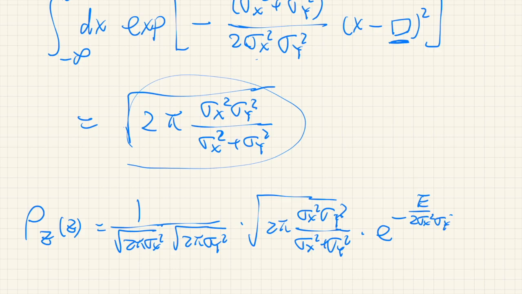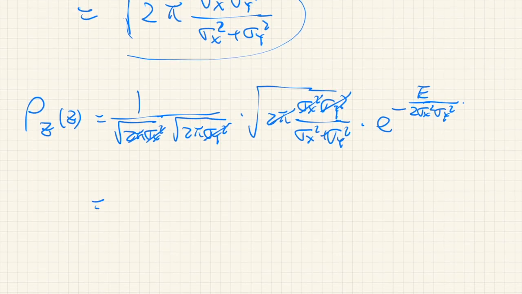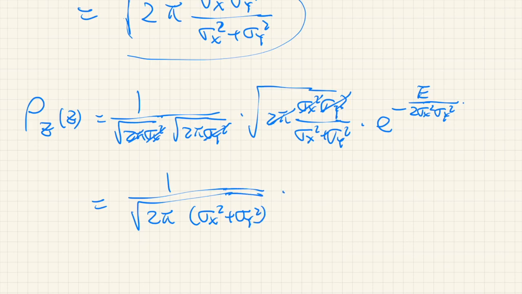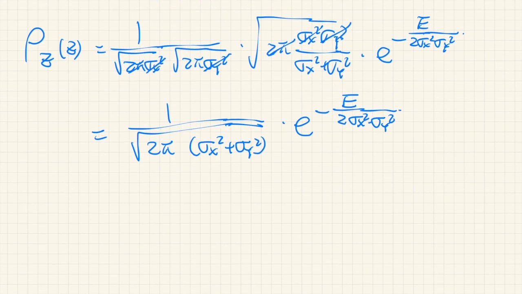Squared sigma y squared. So this 2 pi cancels this 2 pi, and sigma x squared, sigma x squared, sigma y squared, sigma y squared, so they all cancel and we have 1 over square root of 2 pi (sigma x squared plus sigma y squared) times exponential of negative e over 2 sigma x squared times sigma y squared. So what is this e?